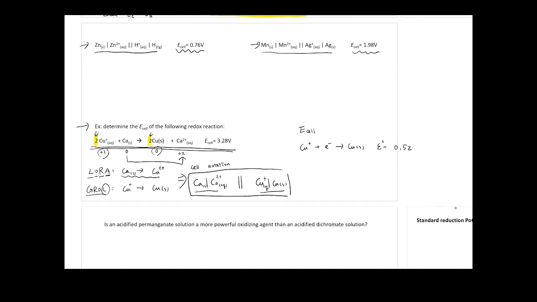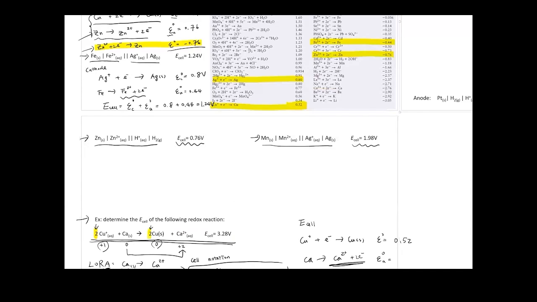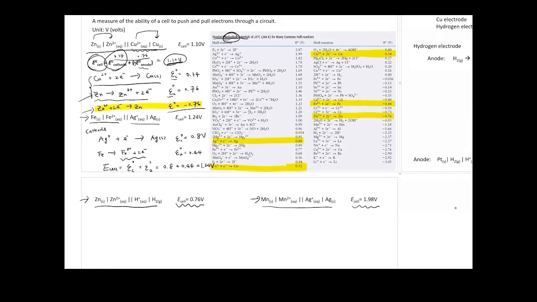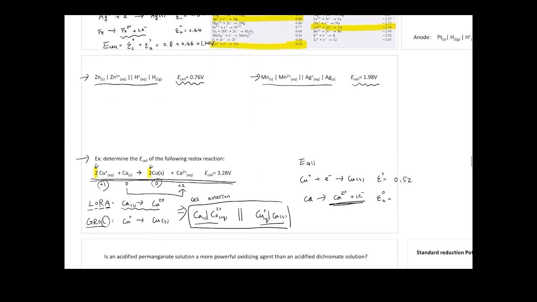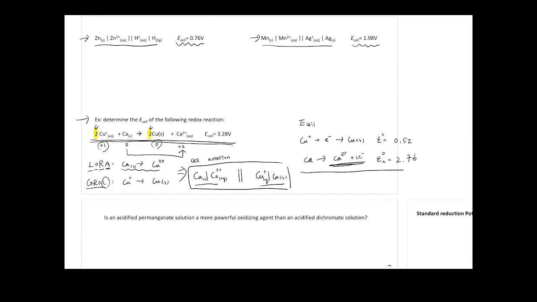For your anode, it will be calcium becoming calcium 2 plus plus 2 electrons. To find my E anode, I'm going to find the standard reduction potential of my calcium 2 plus. For the calcium 2 plus, it's negative 2.76. And because we flip the sign, this will be plus 2.76. So your E cell will be just the sum of these two. When you add them up, your E cell is going to equal 3.28.